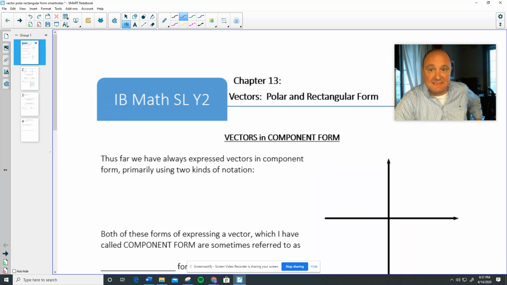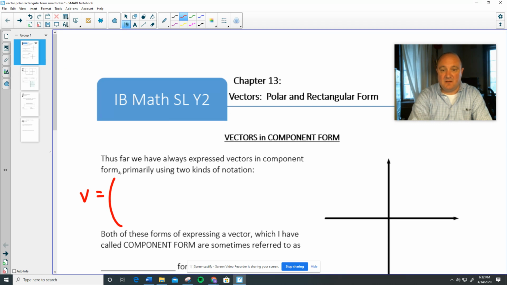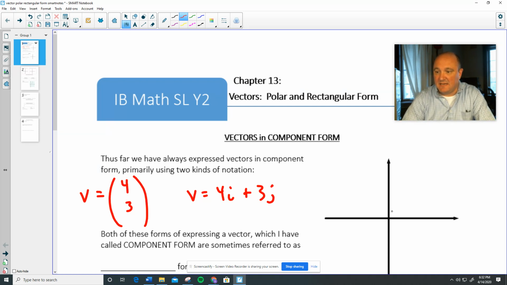We're talking about vectors, and today we're going to talk about a new way to express vectors. So far, we've been expressing vectors in component form, and we've been primarily using two kinds of notation. We've been saying something like vector v is equal to, let's say, 4, 3, or we might be saying vector v equals 4i plus 3j. Both of those are two different ways to express the same vector. This vector goes 4 in the x direction and 3 in the y direction, and that's why we call it 4 over 3.